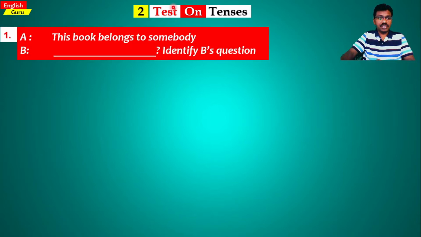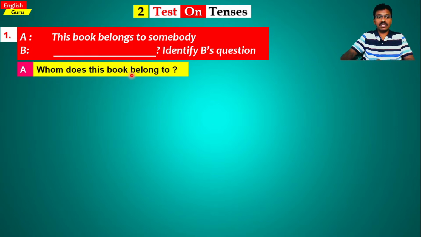The first question: A, this book belongs to somebody. B, dash, identify B's question. This is actually a dialogue. A is saying this book belongs to somebody, and B has to find which question will get this answer. So the answer is given and we need to identify the question from the options. Let us see the options.